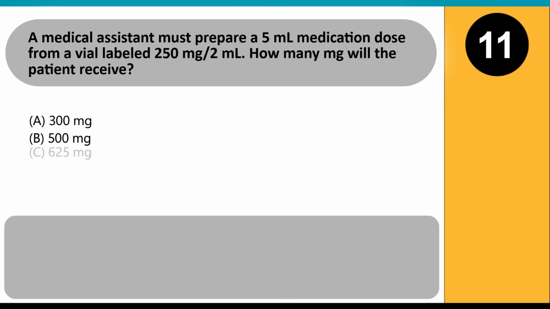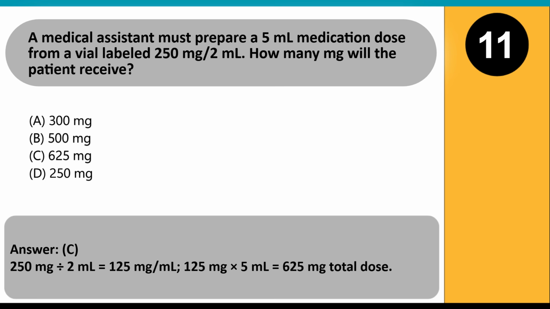A medical assistant must prepare a 5 ml medication dose from a vial labeled 250 mg per 2 ml. How many mg will the patient receive? A. 300 mg. B. 500 mg. C. 625 mg. D. 250 mg. Answer: C. 250 mg divided by 2 ml equals 125 mg per milliliter. 125 mg times 5 ml equals 625 mg total dose.